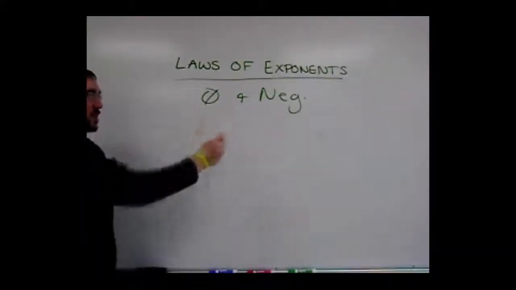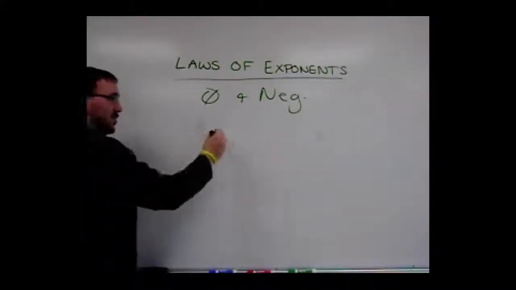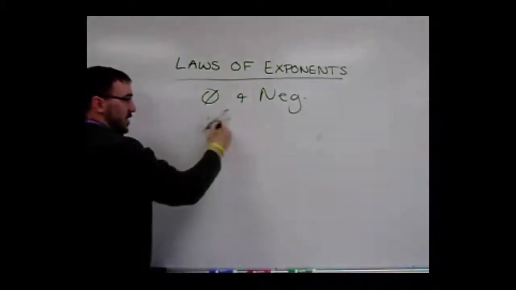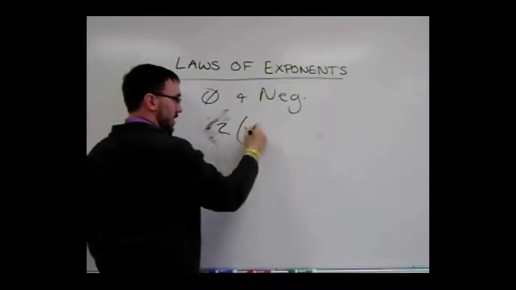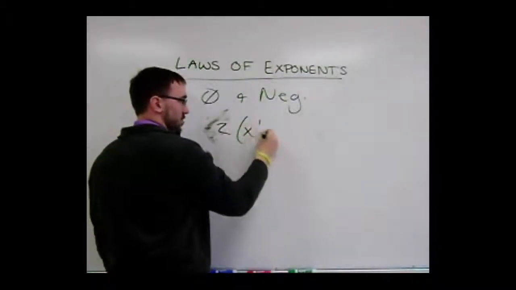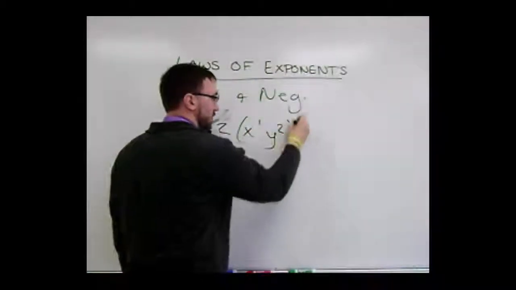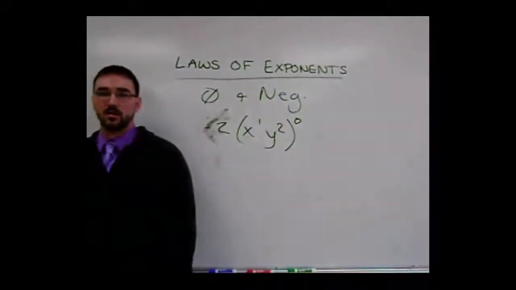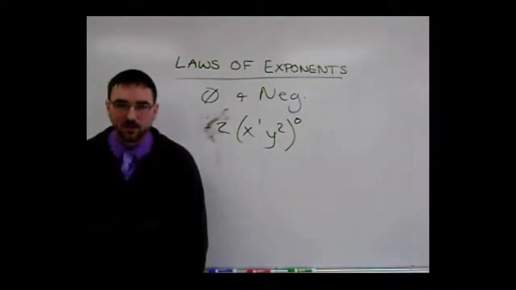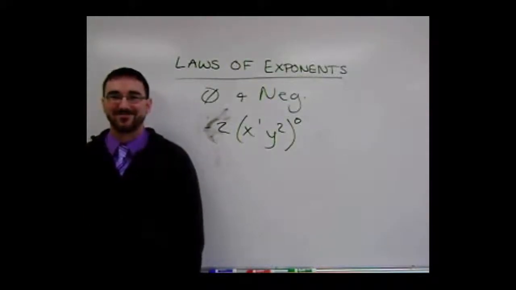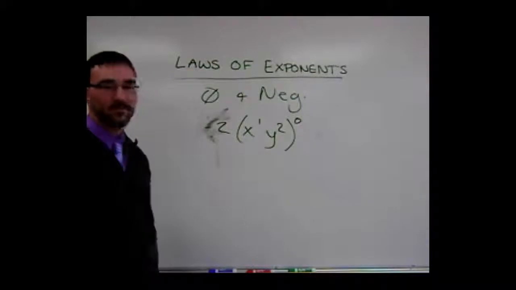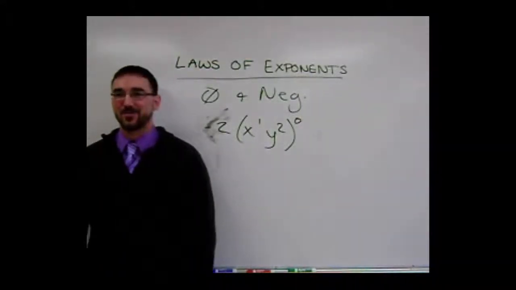All right. Zero and negative exponents. Okay, let's make it harder. Negative 2 times x to the 1st power, y to the 2nd, all to the 0 power. Somebody raise your hand, tell me what to do. 1. Yeah. Okay, the whole thing? Yes. Be careful.